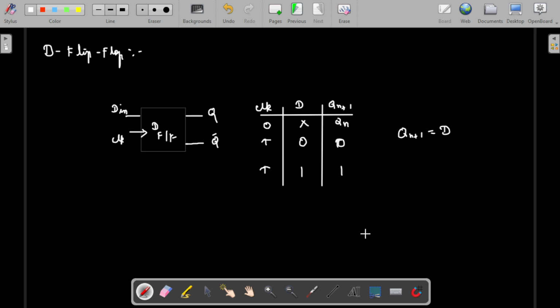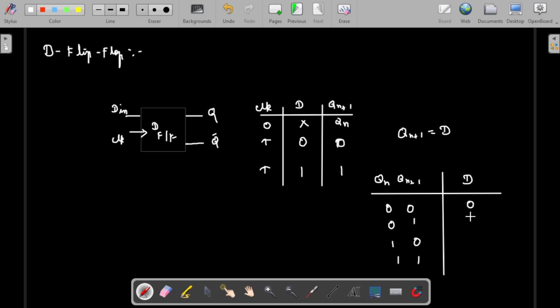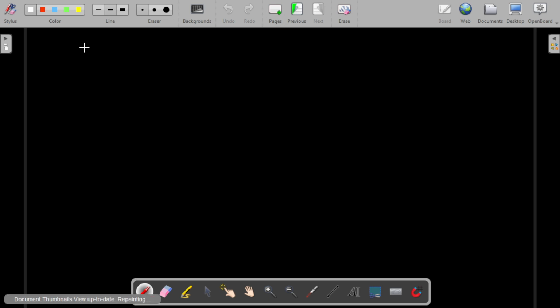Okay. So the excitation table will also be nothing. Let me draw it directly. You can consider this one of the easiest flip-flops. Q n, Q n plus 1, D: 0 0 0, 0 1 1, 1 0 0, 1 1 1. So when Q changes from 0 to 0, the input will be 0. When it changes from 0 to 1, the input is equal to 1. 1 to 0 change means 0. 1 to 1 means 1. So Q n plus 1 will directly come in D. From this we are getting this one. This is the relationship that we have to use. Similar to the D flip-flop, we have a T flip-flop.